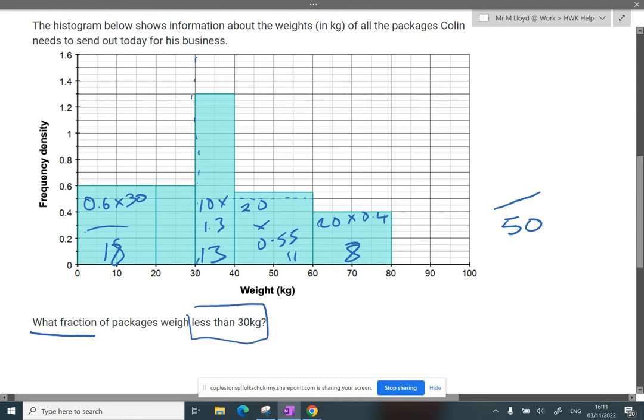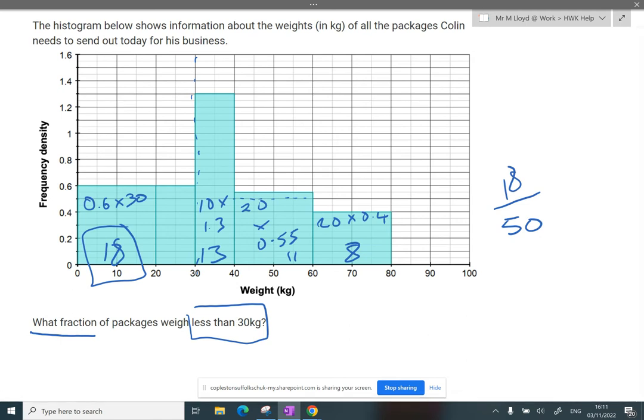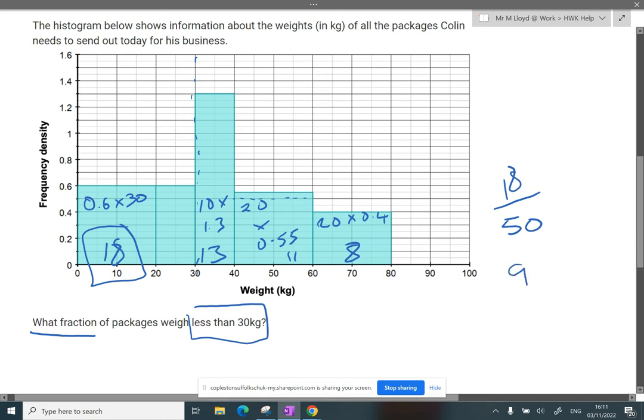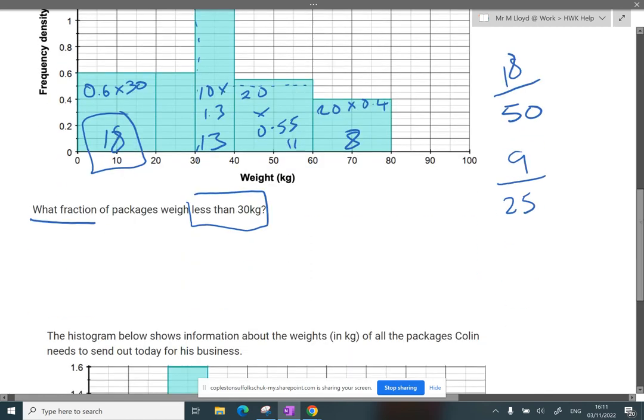Okay. What fraction of the packages weigh less than 30 kilograms? Here's our line for 30 kilograms, so that's 18. And I'm going to simplify this. It doesn't say I have to simplify it, but you never know what this question will want or what the platform will want. If you do 18 over 50 in the calculator, it will give you it as the simplified fraction, which is 9 over 25. All right, our final question.